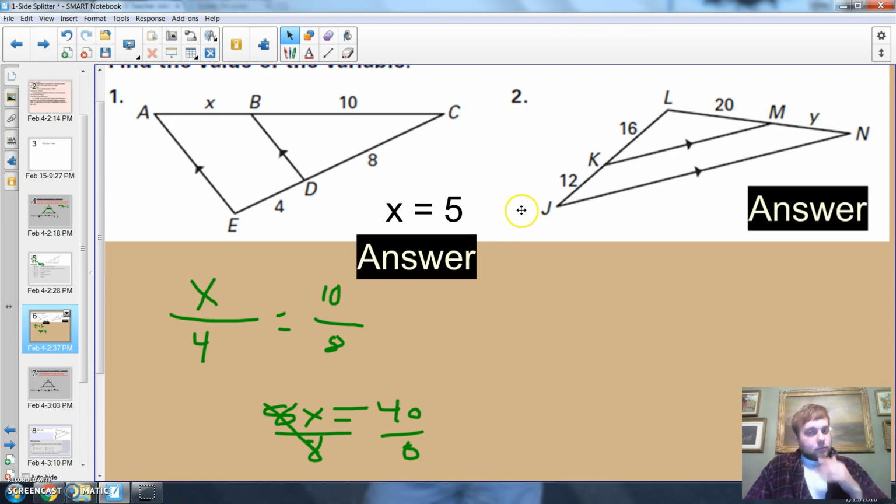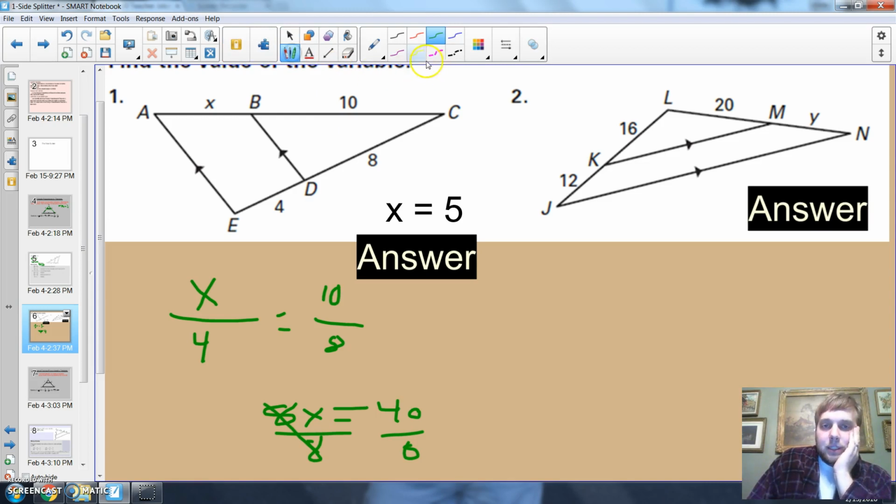Alright, let's try another one. And this one I need to solve for y. Let's do this one in purple. So I need to solve for y here, right? So I'm going to say 20 over 16.